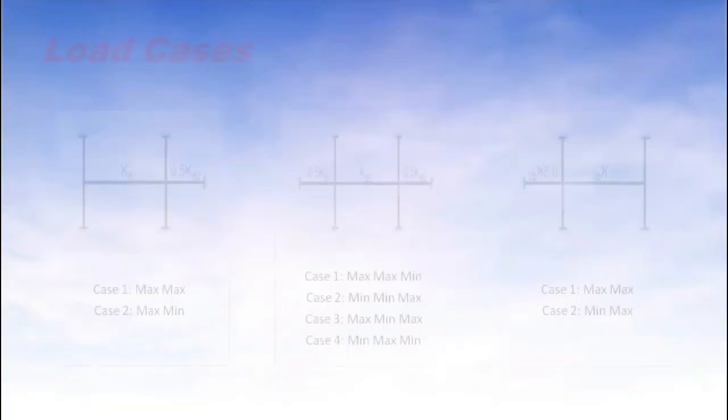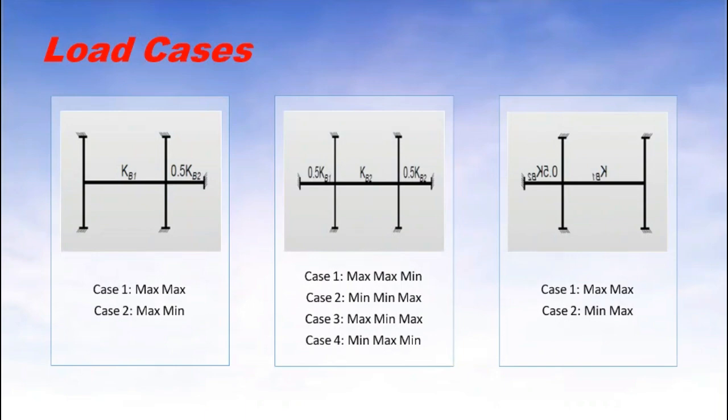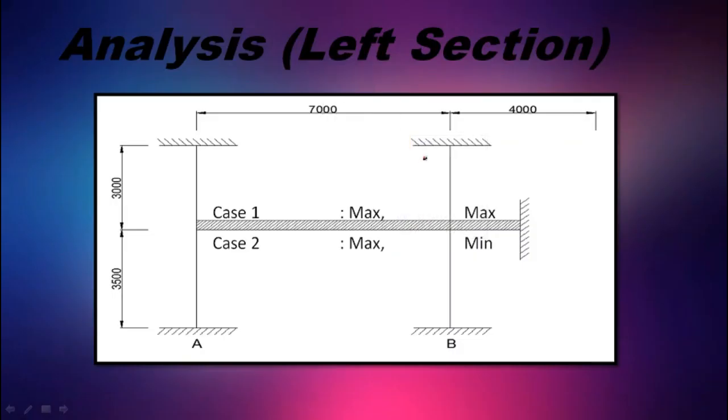For these load cases, we divide the frame into three sections. The left and right sections have two cases: case 1 is maximum and case 2 is minimum. The middle section has four cases: case 1 is maximum, minimum. Case 2, minimum, maximum. Case 3, maximum, maximum. Case 4, minimum, minimum. So for this particular question, we will be dividing the frame into three different sections, which are the left, middle, and right sections, so that we can analyze two free joints of the section.